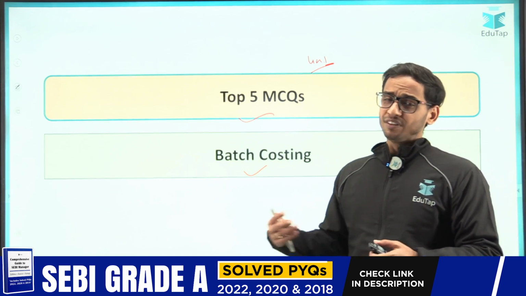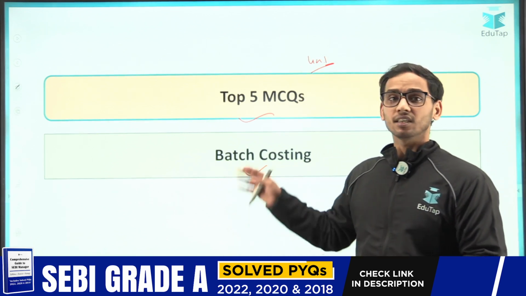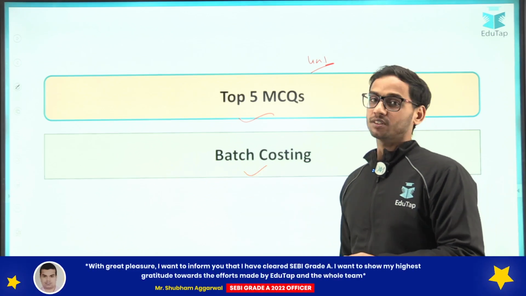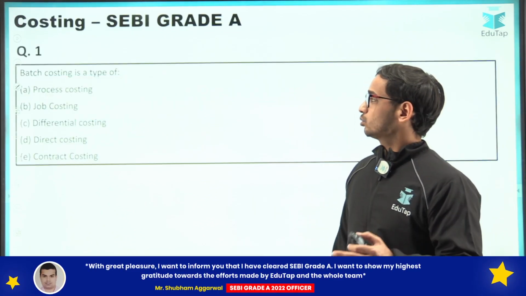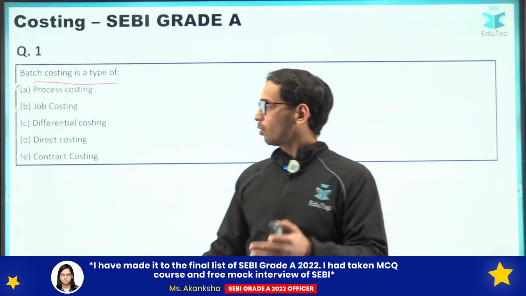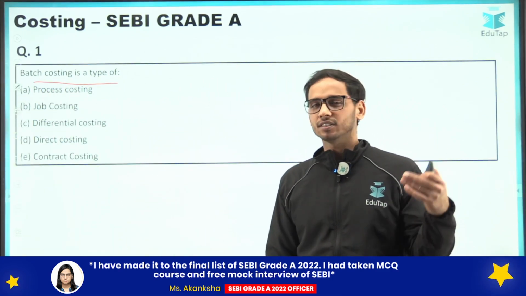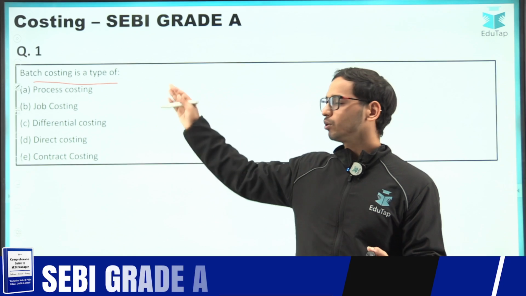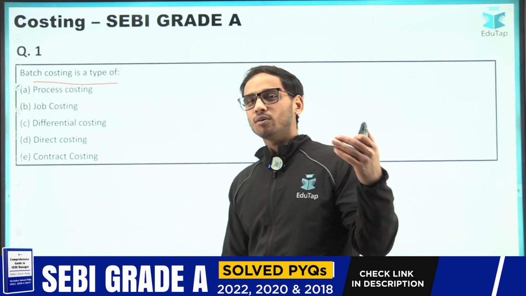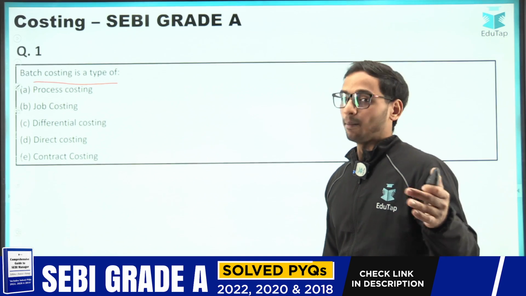So without delaying further, let's directly jump to the first question and let's try to comprehend this batch costing with the help of MCQs. So the first question says batch costing is a type of what? So before reading out the options now, let's have a brief understanding of the batch costing. Then we are going to read out the options. Then we are going to mark the correct option, right? So let's try to understand the batch costing with the help of an example.